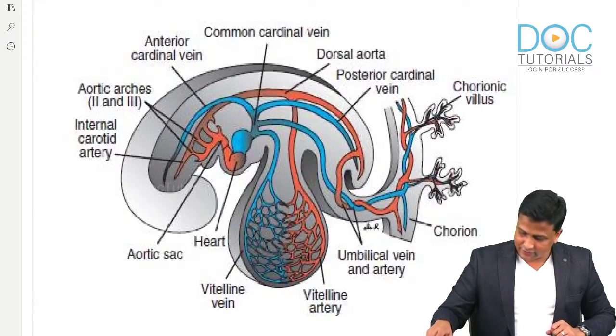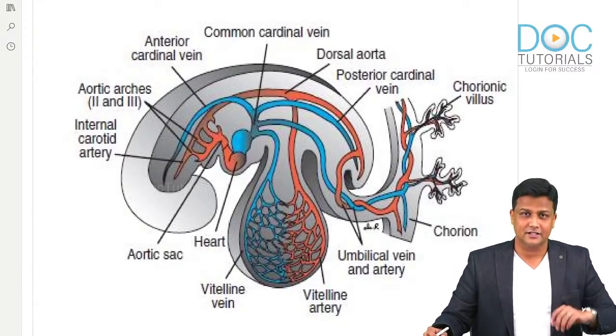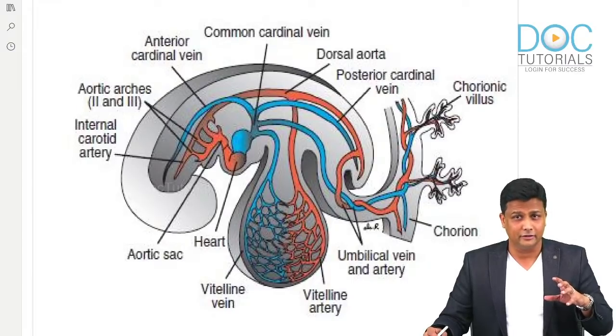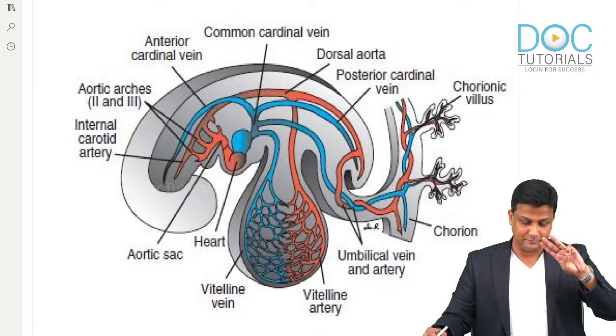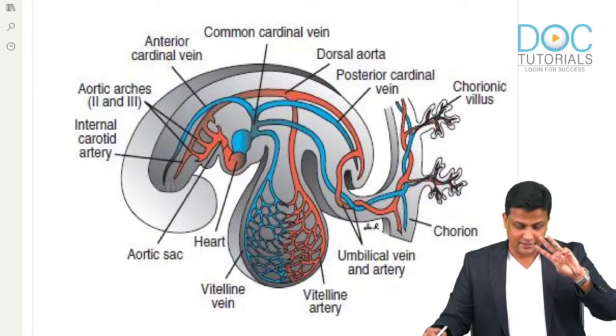Now everyone observe here, guys, during development of the venous system, when you study the entire embryology part, there'll be 3 sets of veins, sir.